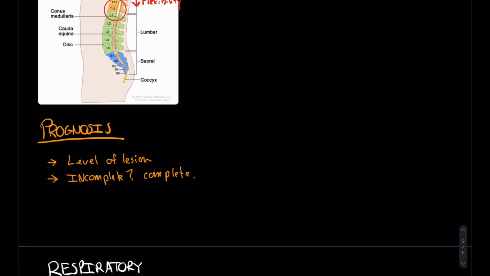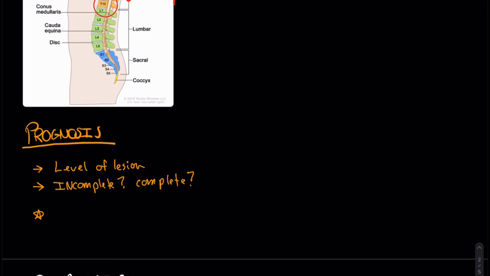But in general, even if you have, let's say, a tetraplegia of C5, C6, the chances that you're going to walk are pretty low. There's a point at which there will be no more recovery, and that is usually around 12 to 18 months.